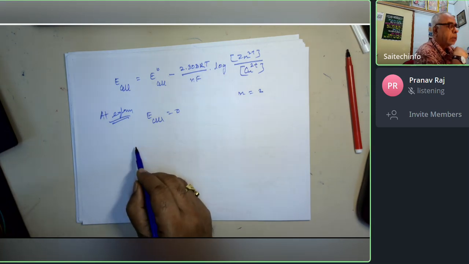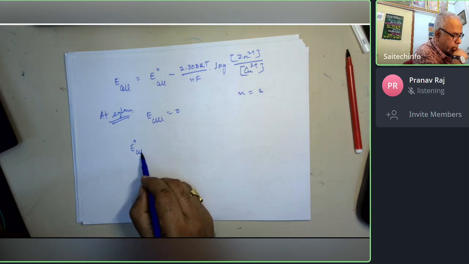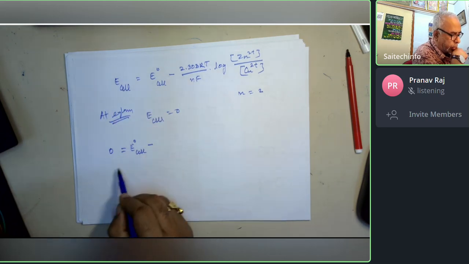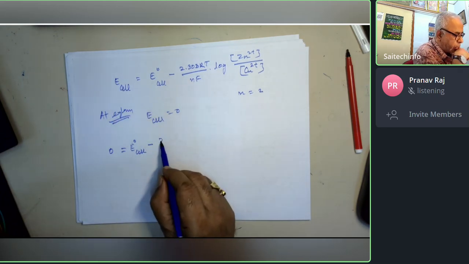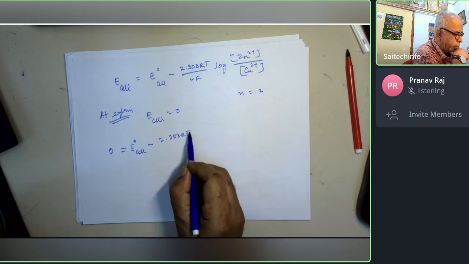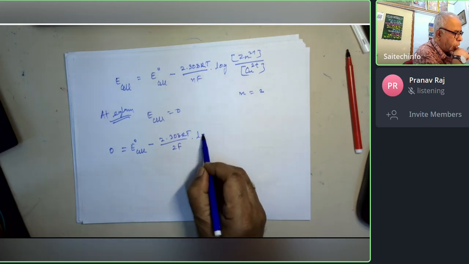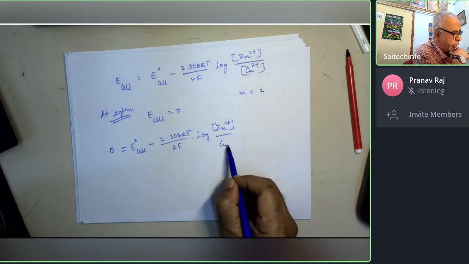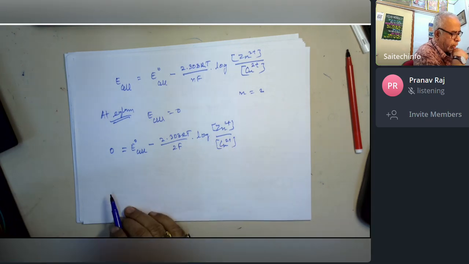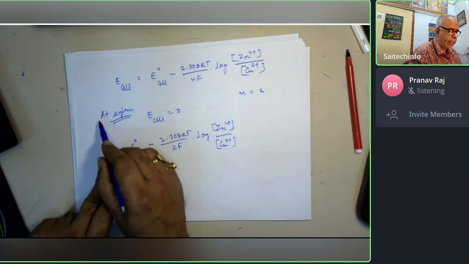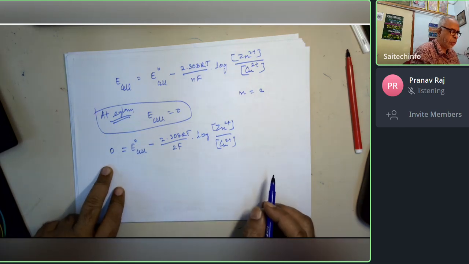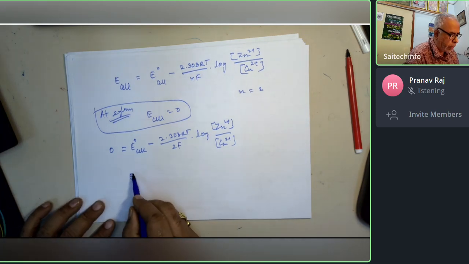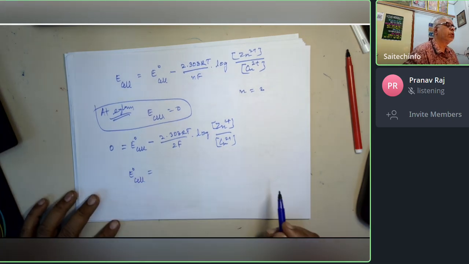Therefore, we have E naught cell minus, and this E cell is zero already. So E naught cell minus 2.303 RT divided by 2F into log of Zn2+ divided by Cu2+. And why did I put zero? Because we have declared that at equilibrium, the cell EMF is zero. So this E naught cell can be brought here, and this becomes plus. Therefore, E naught cell is equal to, right?